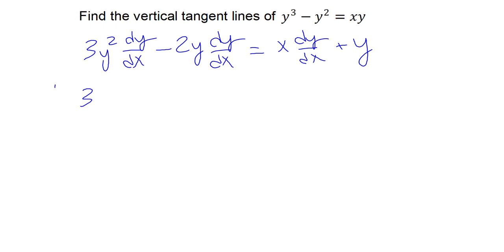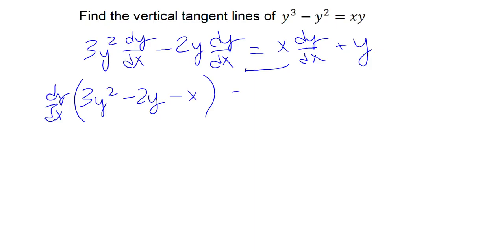So we have dy/dx times (3y squared minus 2y minus x), when I bring this term over, is just equal to y.